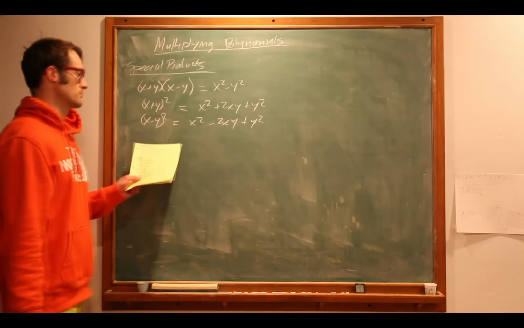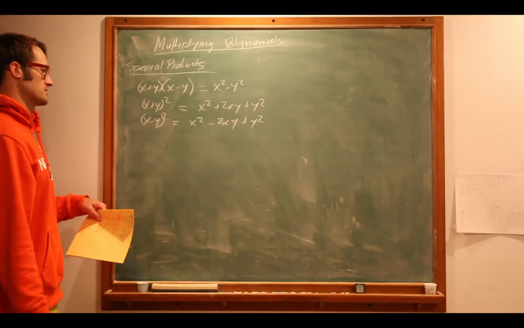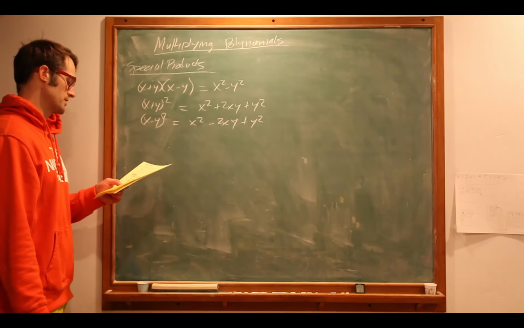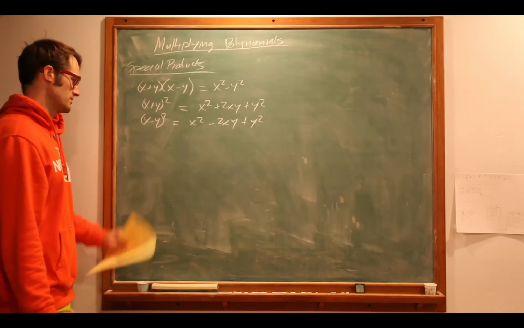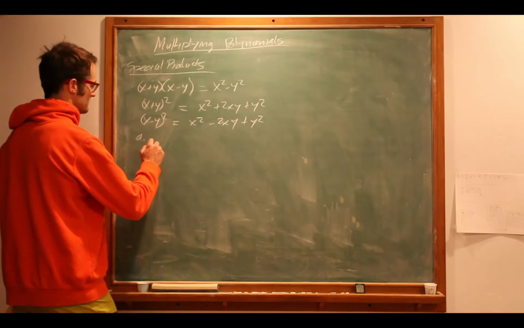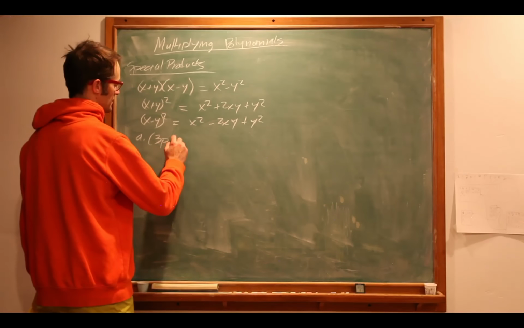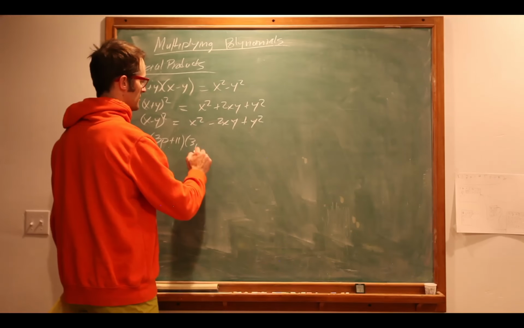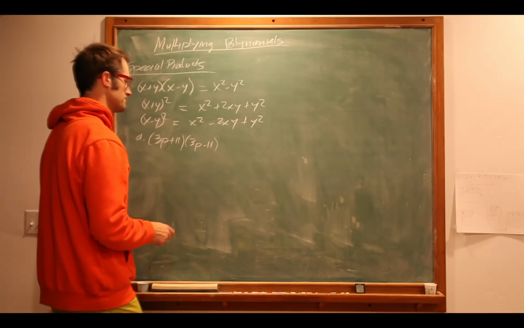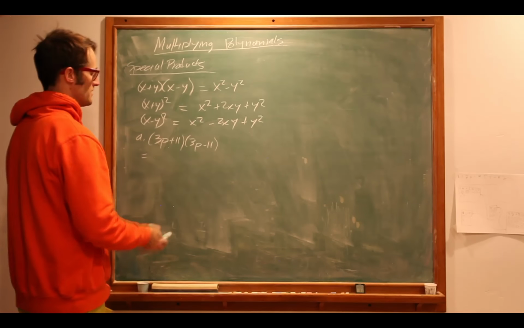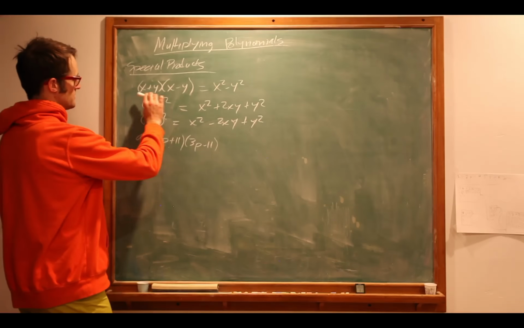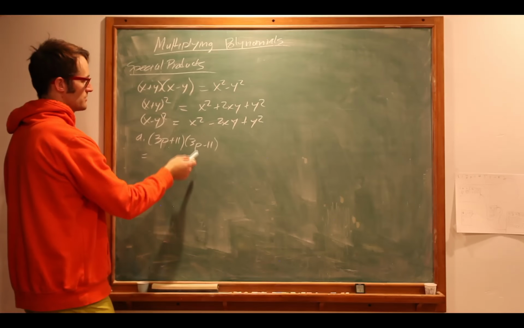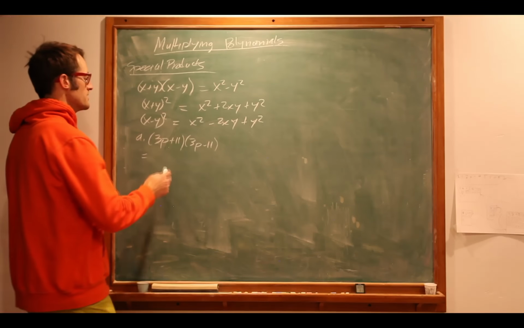These are just definitions so you can see the form, and then we'll work through a few more examples. So let's do this one, 3p plus 11 times 3p minus 11, and this will be this form right here, x plus y, x minus y. So we could do the shortcut and just go straight to the answer, but let's work it out.